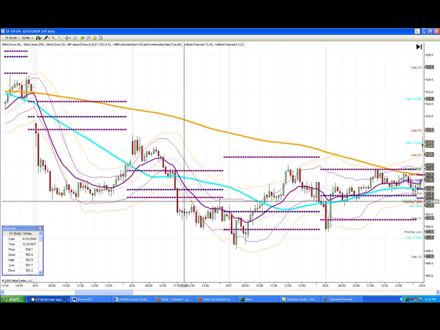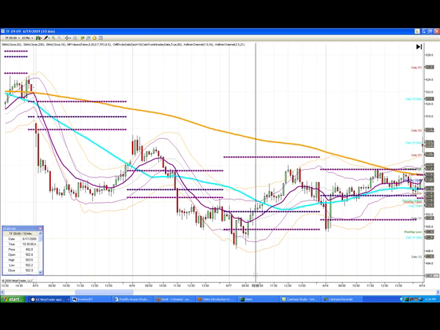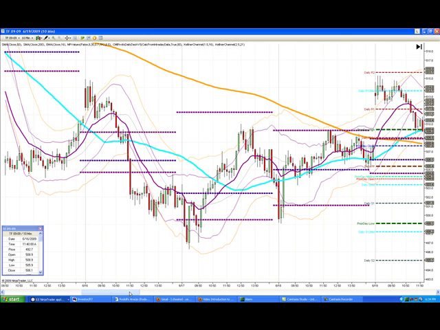So a lot of information and a lot of trading opportunities can be derived strictly from the value areas themselves, trading off of these levels, but we're going to combine that with a lot of other information or strategies and tactics that we can use, different time frames, indicators, whatever.